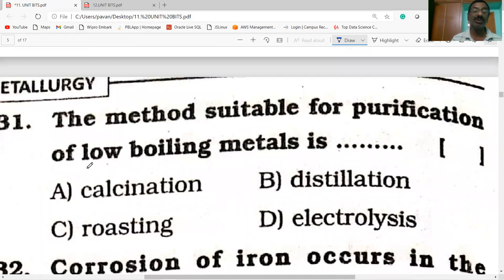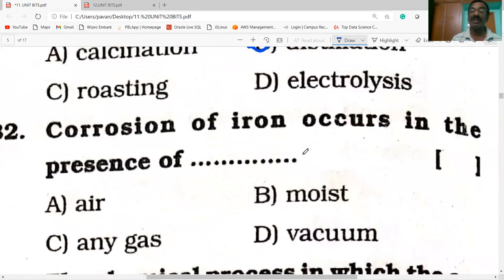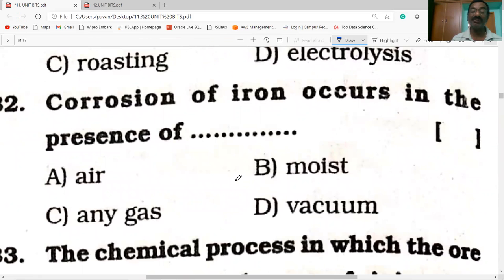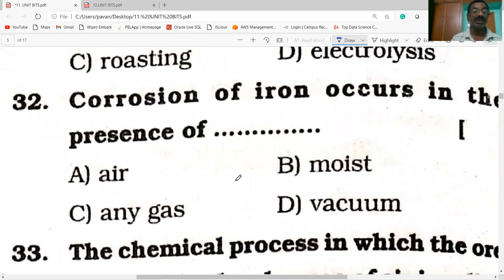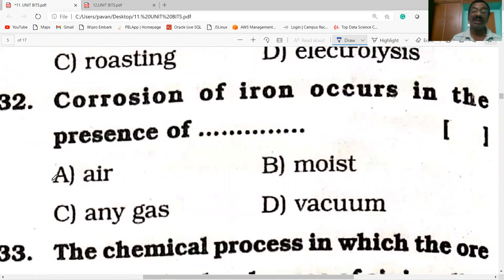Next, the method suitable for purification of low boiling metals is distillation. Corrosion of iron occurs in the presence of air and moisture, both air and moisture, A and B both.